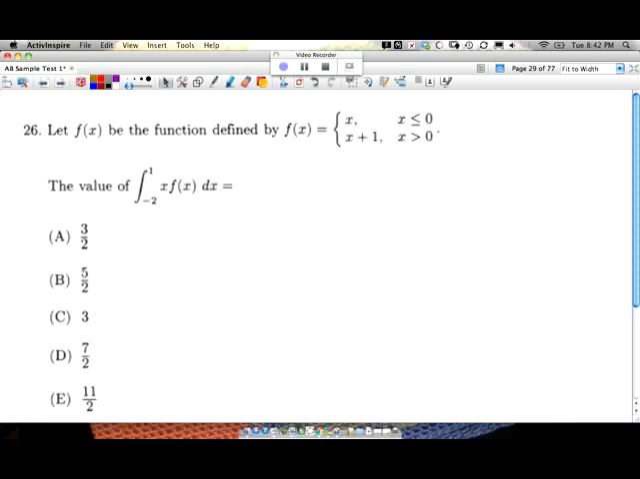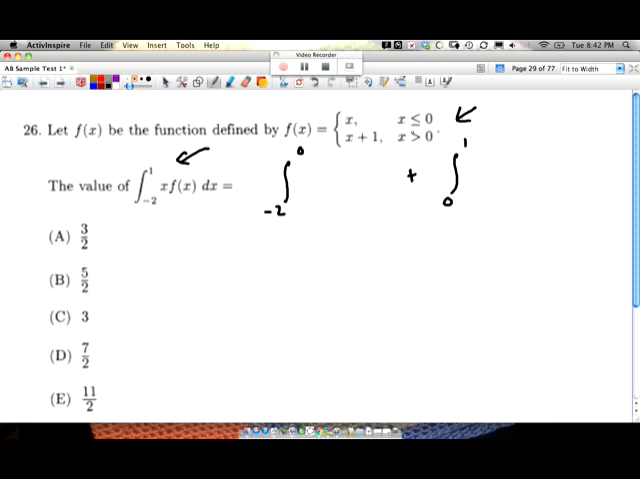Let this be the function. What is the value of the integral from negative 2 to 1? Ooh, this is kind of weird. Here's why it's weird. It's split, which means we have to split this. It's going to be the integral from negative 2 to 0 plus the integral from 0 to 1.